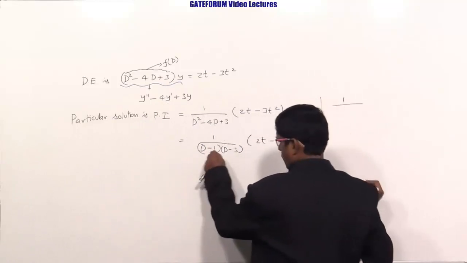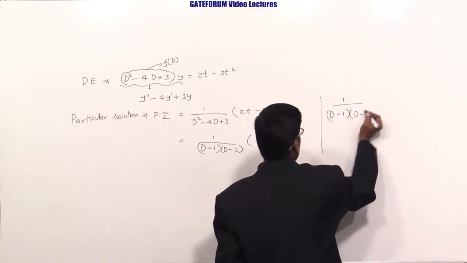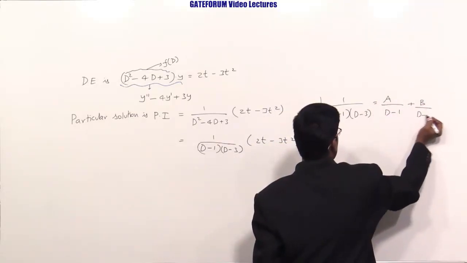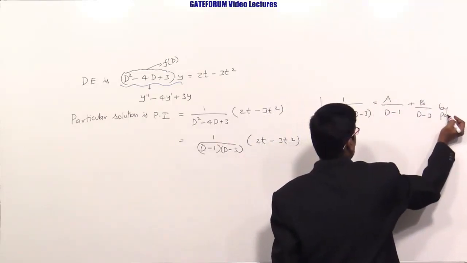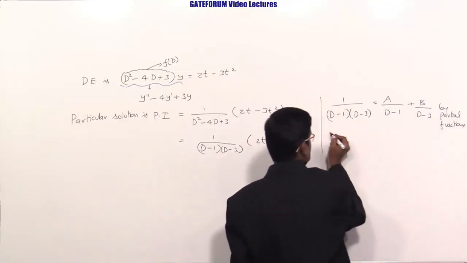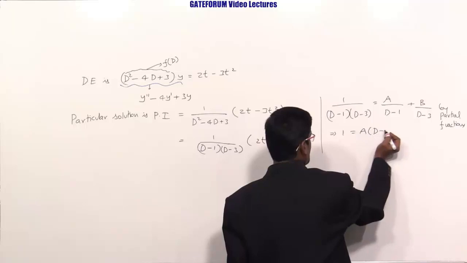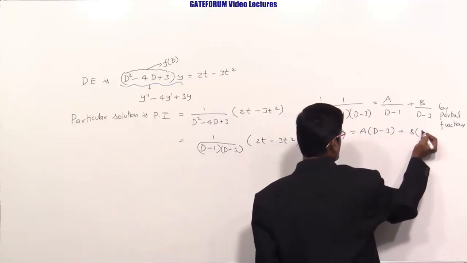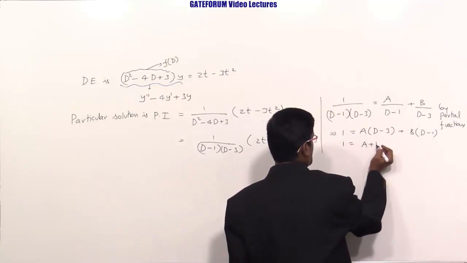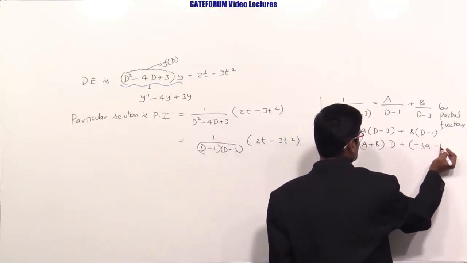Just take capital D as a variable. 1 by (D minus 1)(D minus 3) is equal to A by (D minus 1) plus B by (D minus 3) by the partial fractions method. Take the LCM on the right side and cancel both denominators, which simplifies to 1 is equal to A into (D minus 3) plus B into (D minus 1). So 1 is equal to (A plus B) D, taking D common, minus 3A minus B.